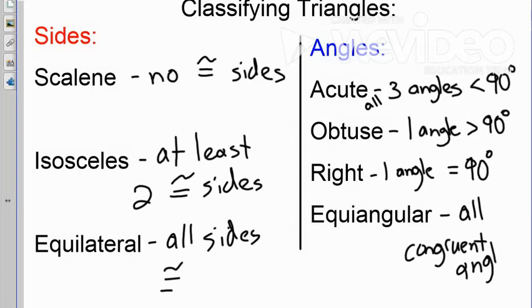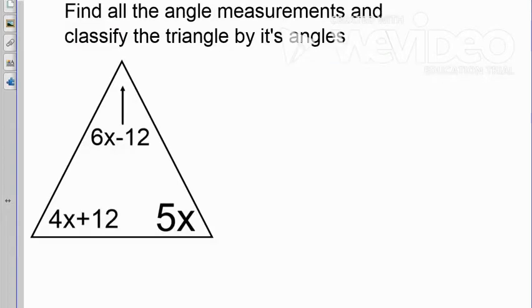Okay, so again, we classify triangles by their sides and by their angles. Okay, so an acute, obtuse, right, equiangular, and then a scalene, isosceles, and equilateral triangle. So just going over, making sure that we understand what those classifications are before we move on.